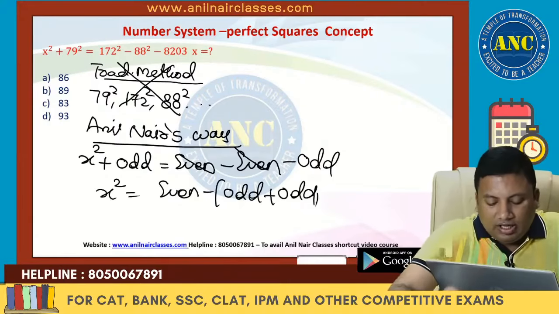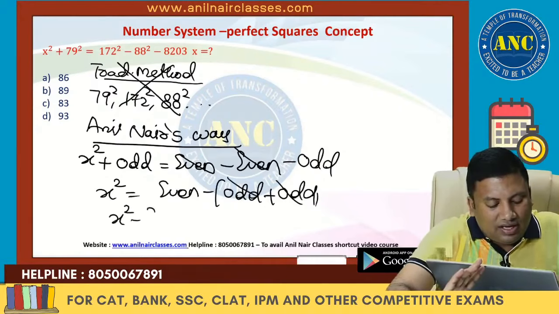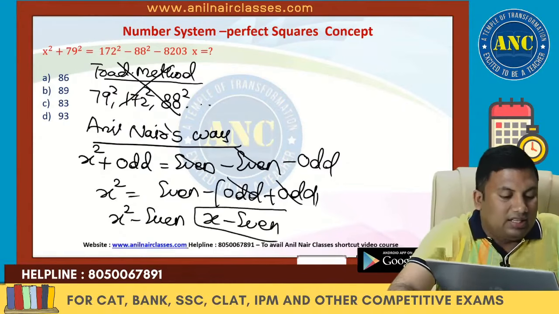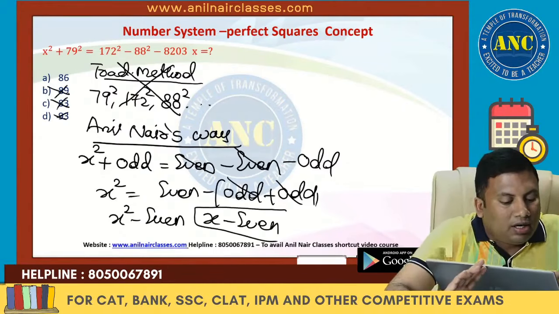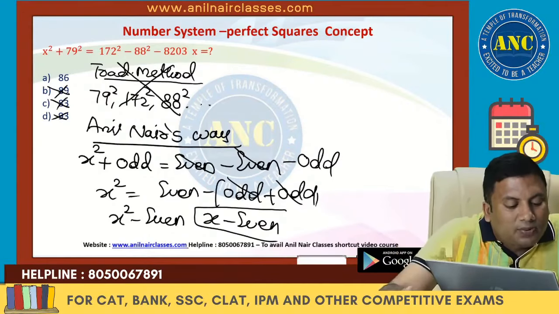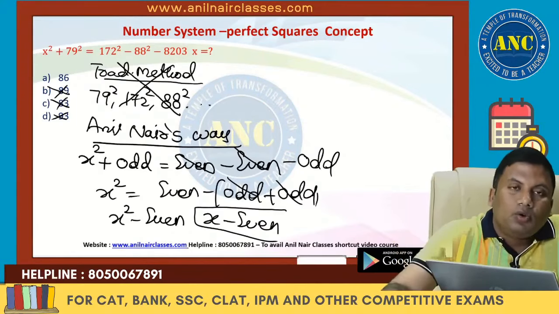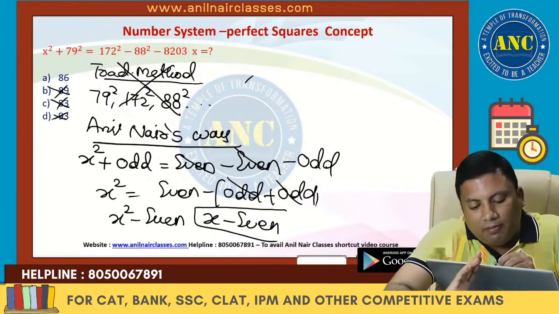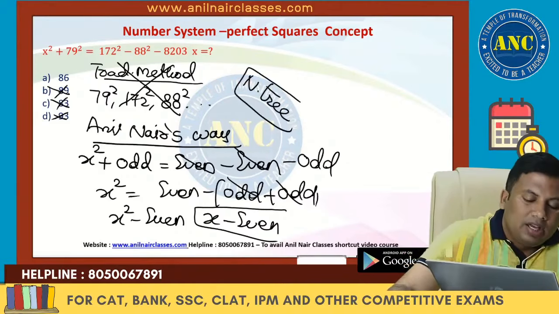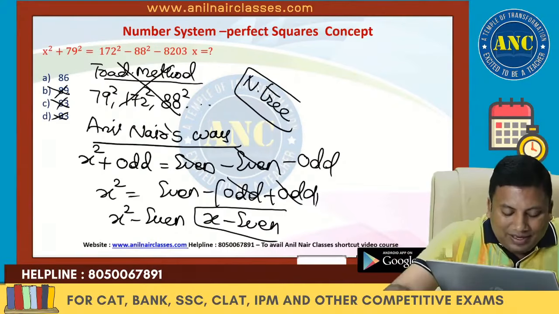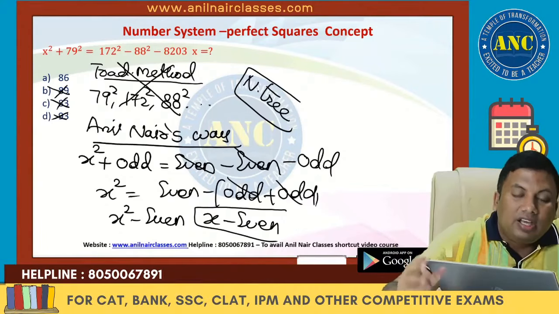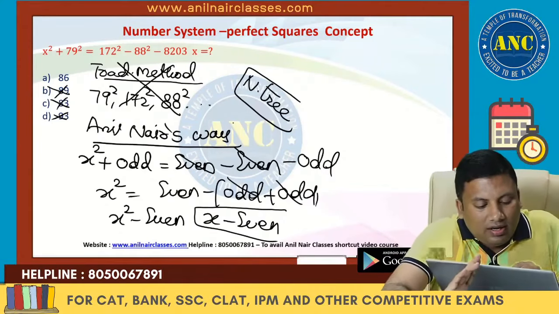Plus odd if it comes to this side. Odd plus odd is even. X square is even. X value is even. Actually, this is an original competitive examination question where three options can be eliminated without doing anything, just because of the number tree concept. If we use the number tree concept, the X value happens to be an even number. 89, 83, 93 are out. This is one way to solve.